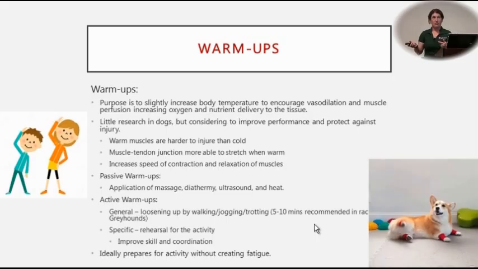Warm-ups can be divided into two different categories. There are passive warm-ups and active warm-ups. So a passive warm-up, we would be applying something to the muscles rather than the muscles going through an action or an activity to warm themselves up. So the passive warm-up would be massage or the application of heat. A lot of agility clients use what's called a Back on Track jacket. So it's this magnetic reflection jacket that helps warm up and cool down muscles.